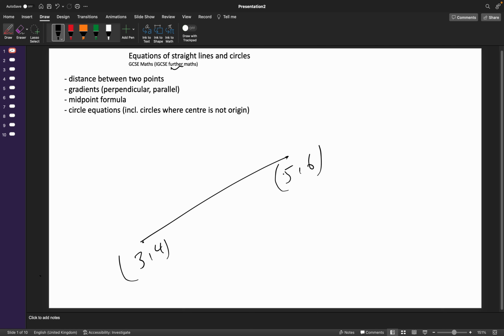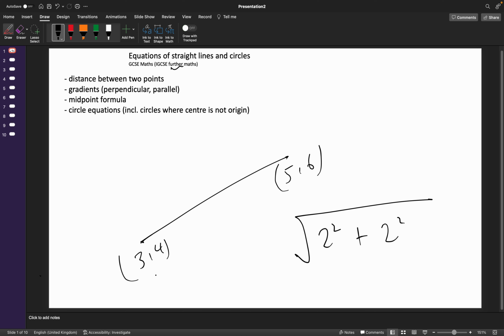It's not going to be 5 minus 3 giving you 2 and 6 minus 4 giving you 2. That's just the distance between the individual points. But if you notice, it's slanted, so it's not going to be 2, 2. There's actually a bit of a complex formula. Square root of 5 minus 3, so 2 squared, plus 6 minus 4, so 2 squared.